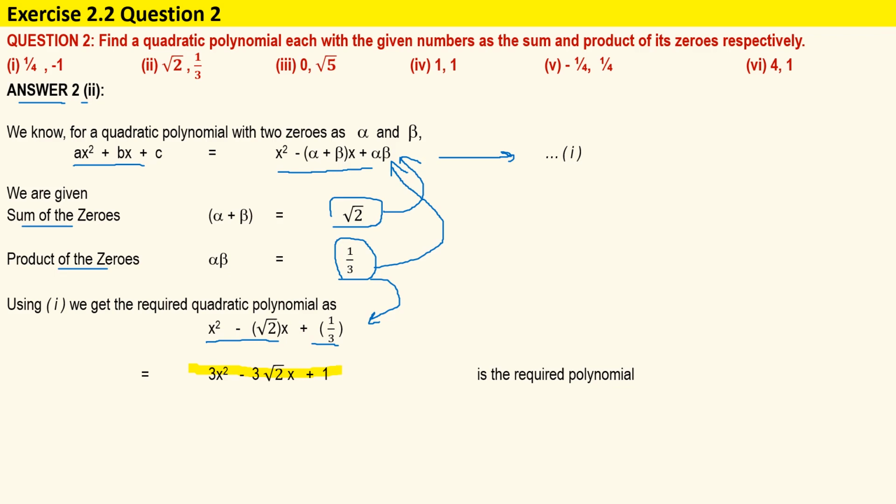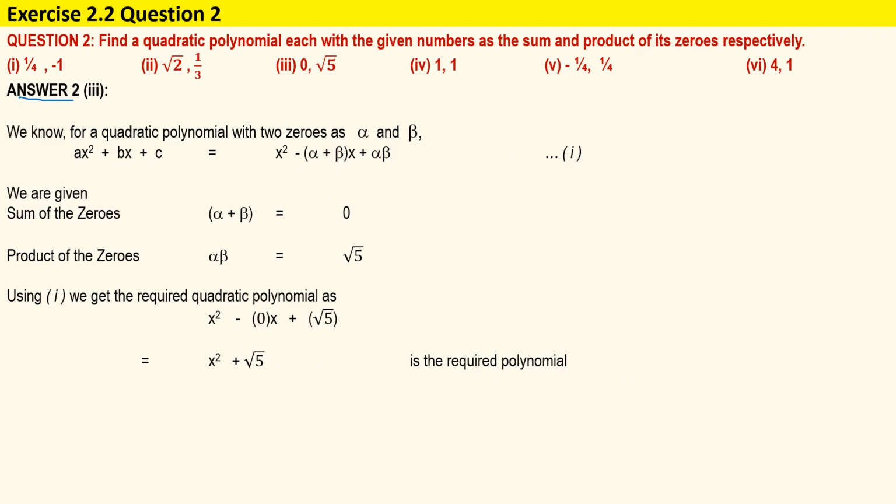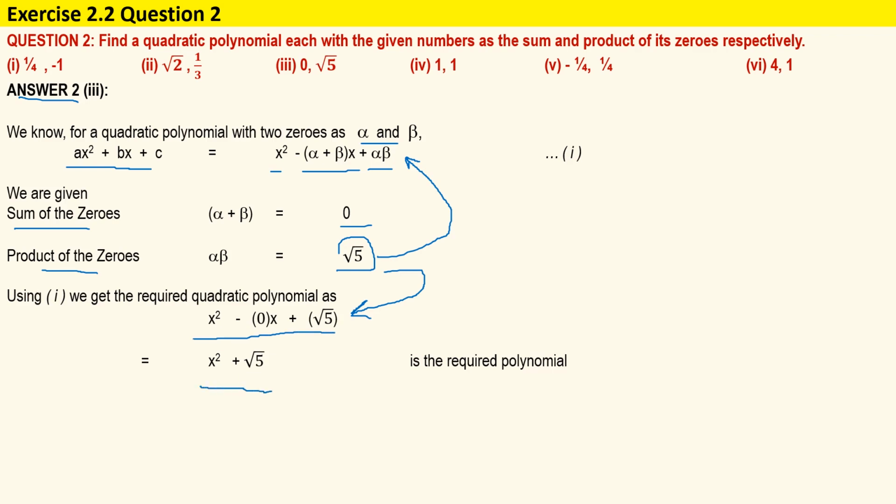Answer number 2, part 3. We know the quadratic polynomial with two zeros alpha and beta can be written as ax square plus bx plus c is equal to x square minus alpha plus beta x plus alpha beta. And now in this question we are given sum of the zeros as 0 and the product of the zeros is given to us as square root of 5. We will put these two values in the equation number 1 and we will obtain the quadratic polynomial as x square minus 0x plus square root of 5, which once simplified will give us the polynomial as x square plus square root of 5.